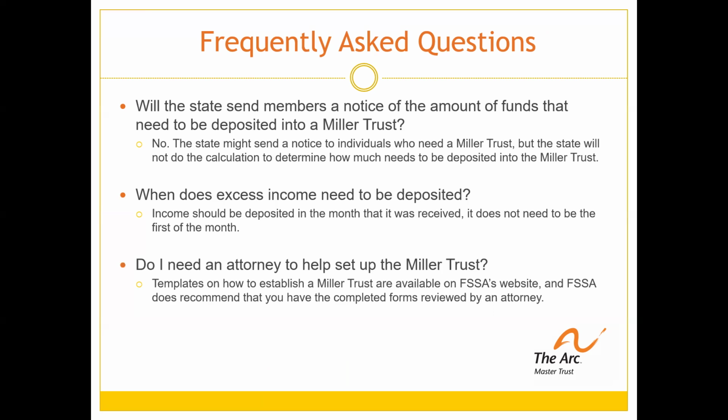Income does need to be deposited in the month that the income was received, but that does not need to be on the first of the month. So if an individual's income is received towards the beginning of the month, the individual does have the entirety of that month to deposit their necessary income into that Miller Trust. Templates on how to establish a Miller Trust are available on the FSSA website, but FSSA does recommend that you have the forms reviewed or completed with the assistance of an attorney.